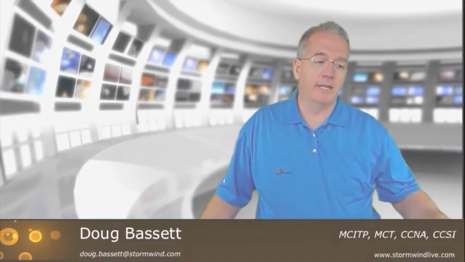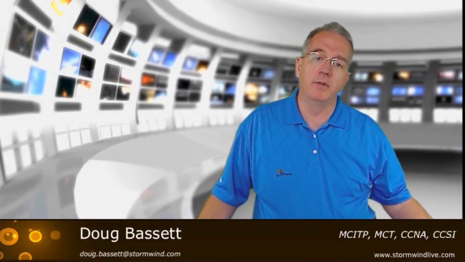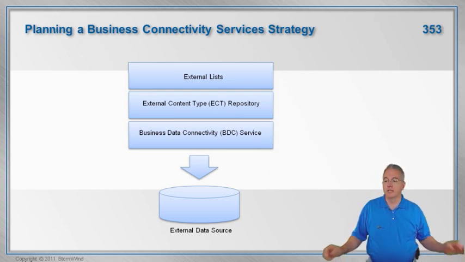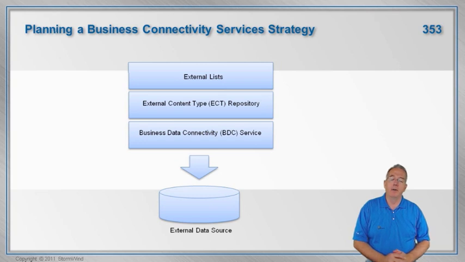Let's talk about business connectivity. Business connectivity means that I want to be able to access external data. And there's all sorts of ways that we can do this. We have external lists, we will identify the external content type, and then this is going to go through our business data connectivity services, and now we're able to grab that external data and be able to view it.